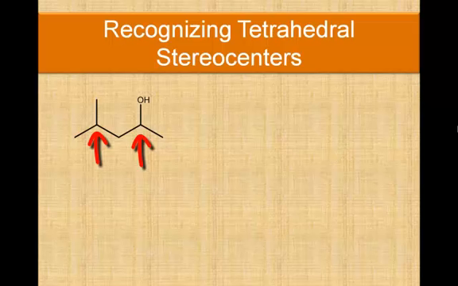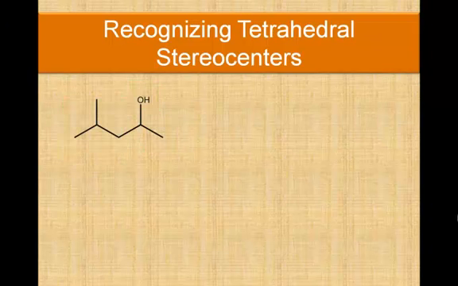If we look at this molecule here, you can see that we have 2 tetrahedral carbons that are showing 3 bonds. But this one right here has 2 identical groups attached to it. It has 2 methyl groups, so that can't be a stereocenter. This carbon, on the other hand, has 3 unique groups attached to it, so this carbon is a tetrahedral stereocenter.